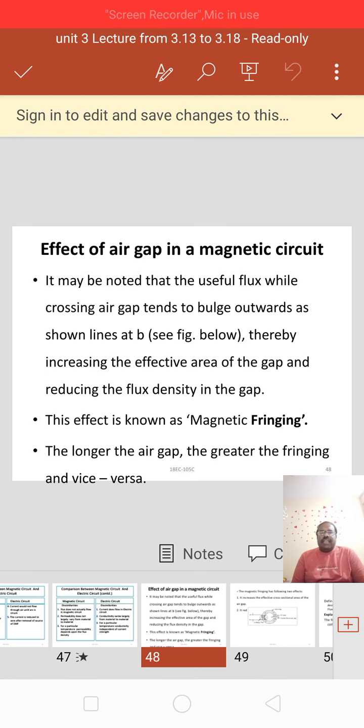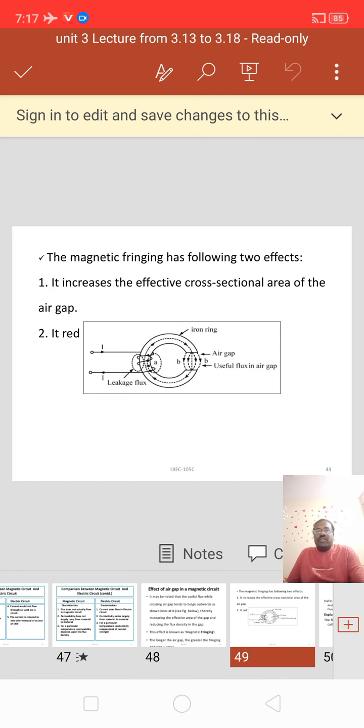When we heat any substance, some amount of energy is experienced by us also. That emitted energy is nothing but the fringing. Here it is emitted from the magnetic substance, so it is nothing but magnetic fringing. The longer the air gap, the greater is the fringing, and vice versa. The magnetic fringing has the following two effects: it increases the effective cross sectional area of the air gap, and it reduces the useful flux in the air gap.